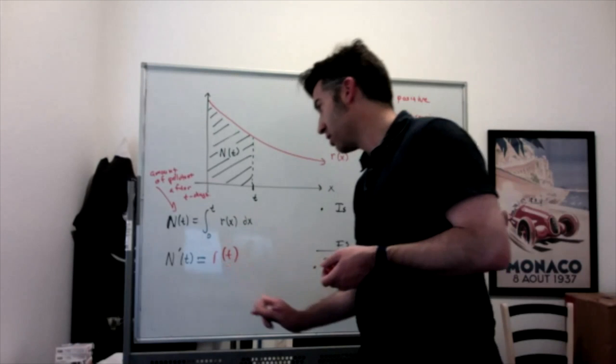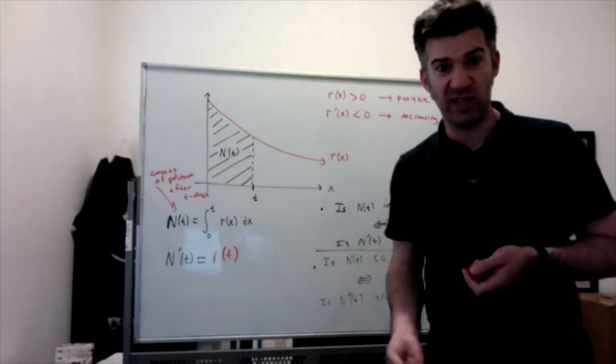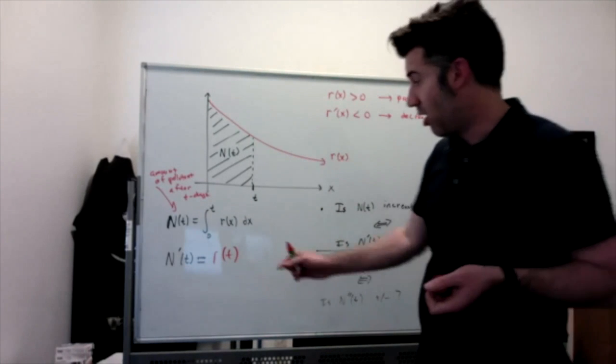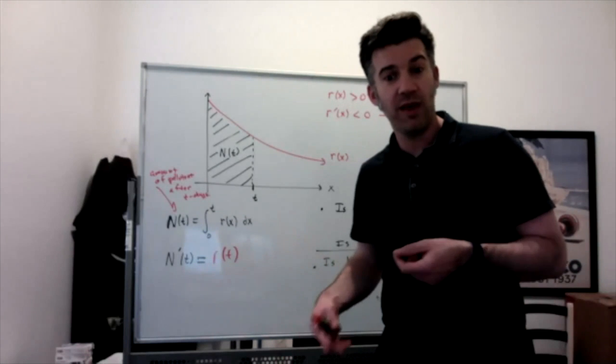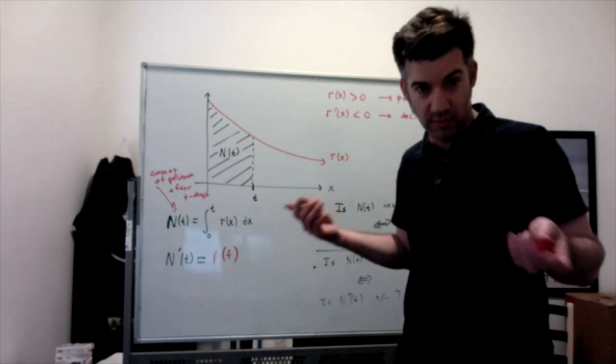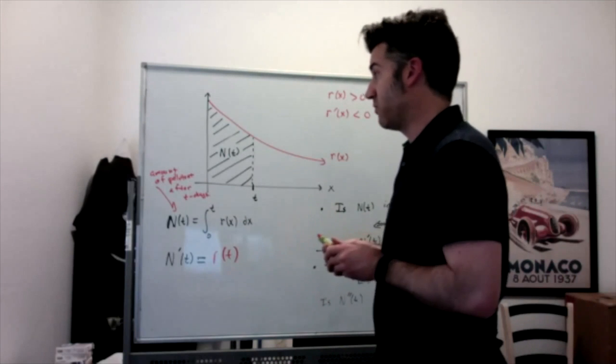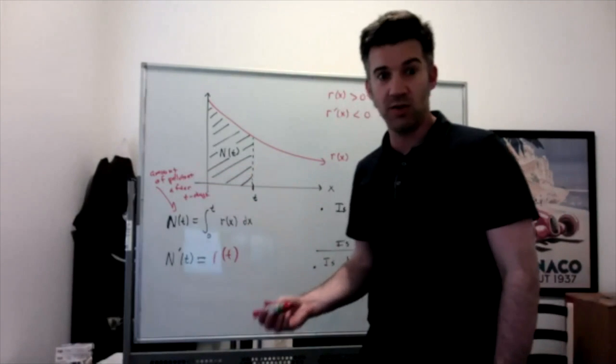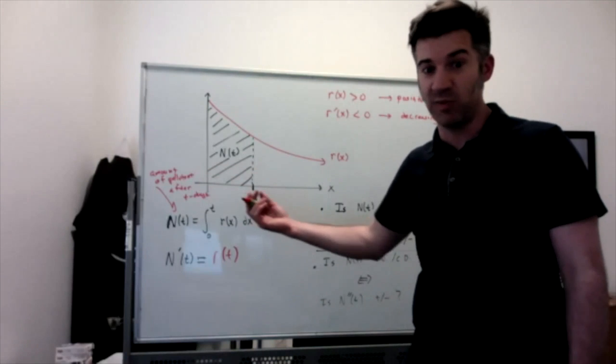But they ask you what R of T means in this problem. Well, we just said it. R of T is the derivative, and the derivative we just said is the rate of change of whatever the function represents. In this case, the rate of change of the pollutant. So it's the rate of change of the pollutant in kilograms per day.